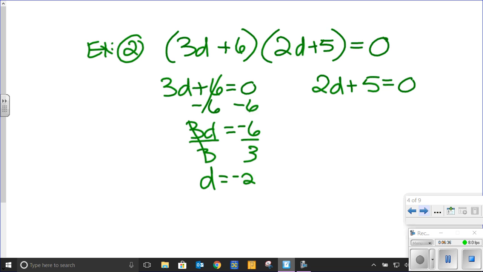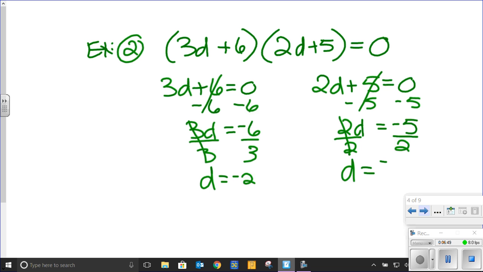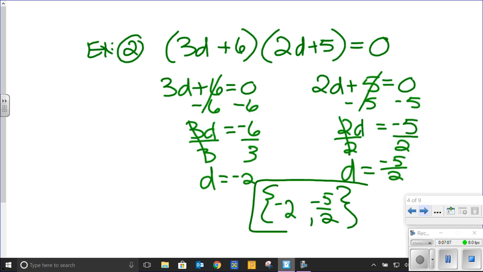So that's our first one. Here, we're going to subtract 5 from both sides. We get 2d is equal to -5. We're going to divide both sides by 2. And we get d is equal to -5 over 2. Since this does not go in evenly, remember we leave it as an improper fraction, and make sure you keep it in lowest terms. That is in lowest terms. And again, my solution set for this, with my squiggly braces, is -2 and -5 over 2. This is my answer here.